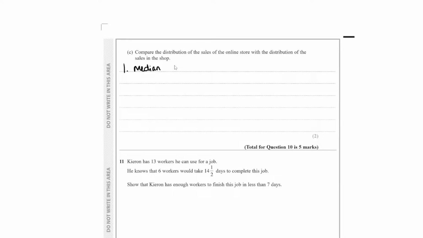relate it to the context, right? Median sales of the online store was greater or higher or bigger, or whatever you want to say, than the median sales, and then you just say the other one, of the shop.